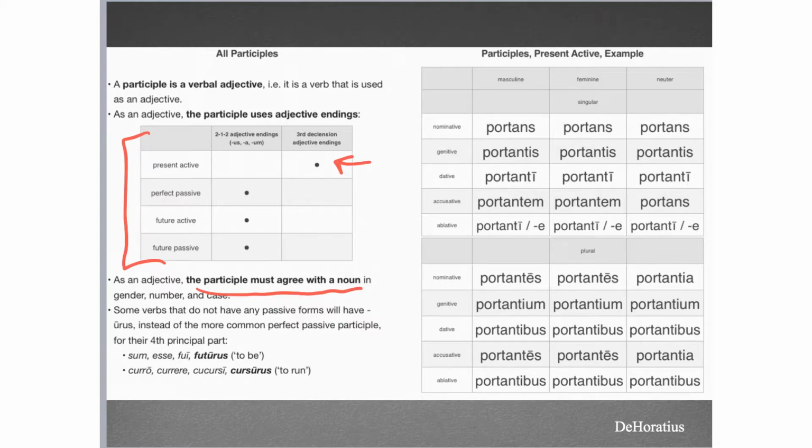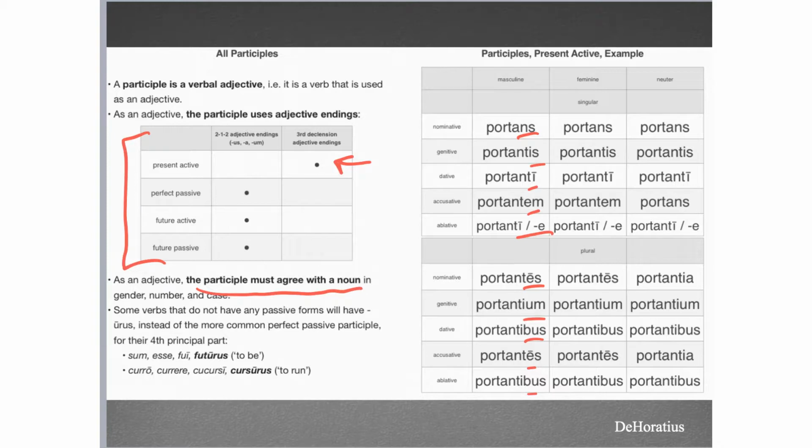All right? So moving to the present active participle, you can see these are those third declension adjective endings that we talked about. Participles will variably use the I or the E ending for the ablative. Adjectives use the I ending, nouns use the E ending. The more verbal a participle is in the ablative, the more likely it is to use the E ending. The more adjectival it is in the ablative, the more likely it is to use the I ending. And then the plural endings are here as well. And these should look very familiar. These are your straight third declension endings. There's really no difference between these endings and the third declension endings that you already know.